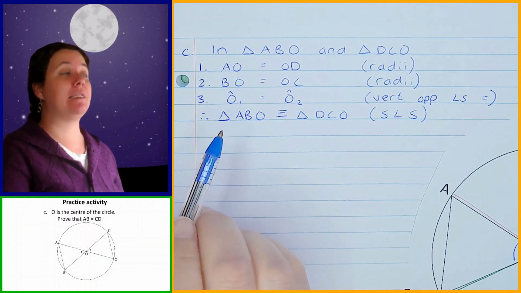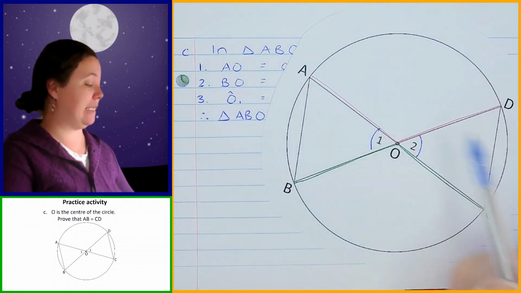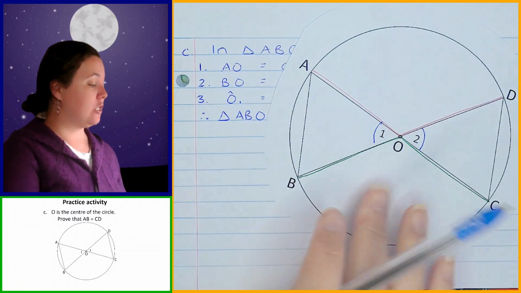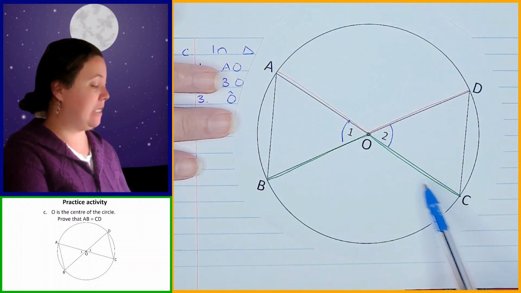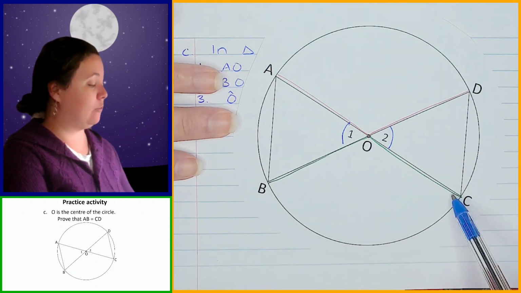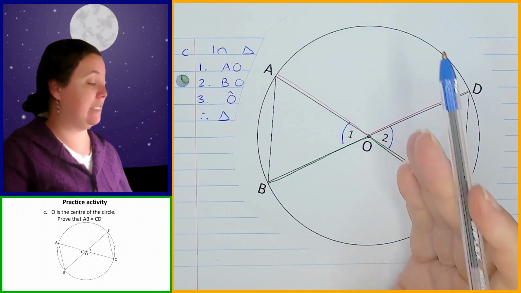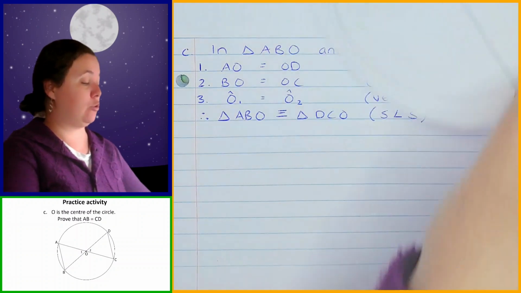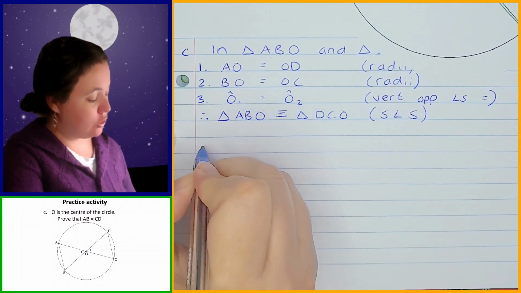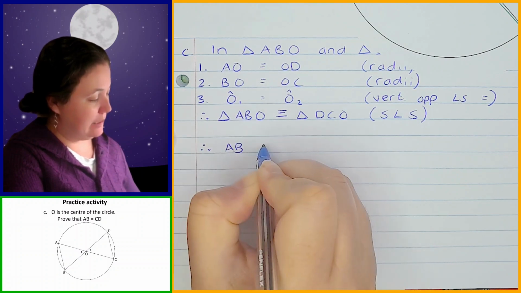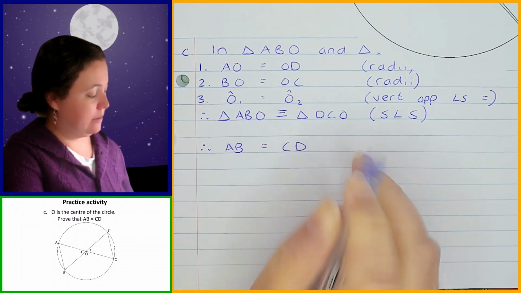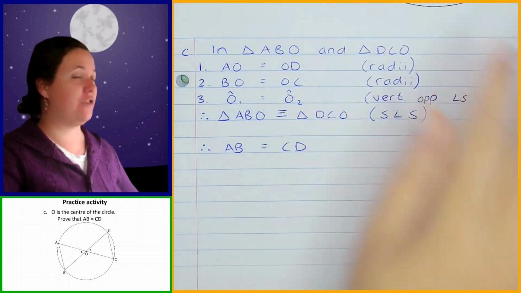Now we need to go and prove that the two sides AB is equal to CD. So now because these two triangles are congruent to each other, I can now say therefore AB is equal to CD because it's the third pair of sides in the two triangles that must now be equal to each other because the two triangles are congruent. So therefore AB is equal to CD. So that's what we should have got for that example.